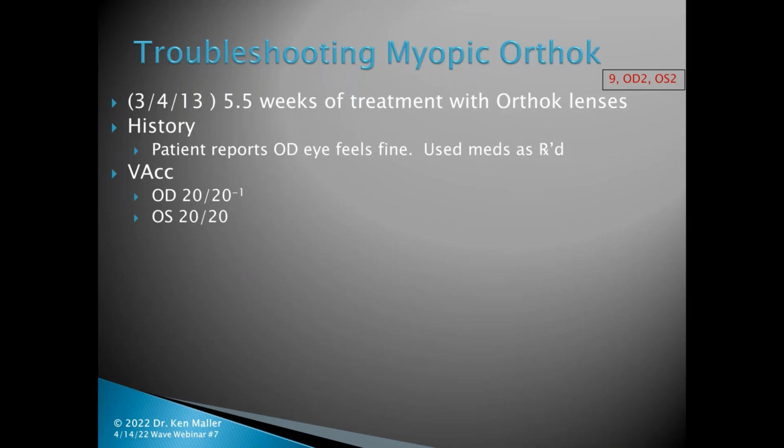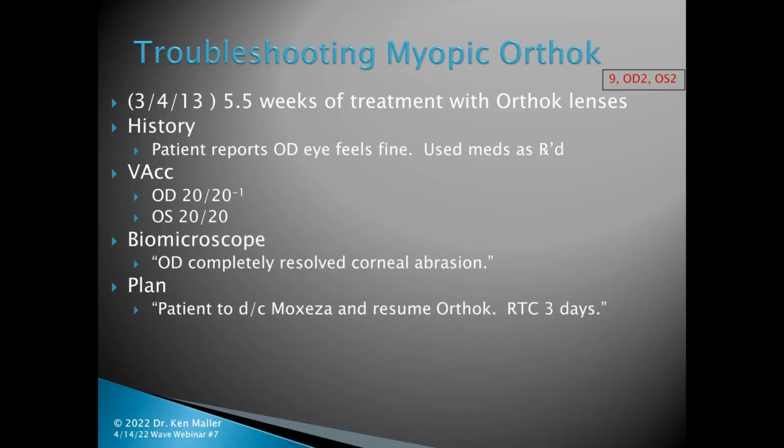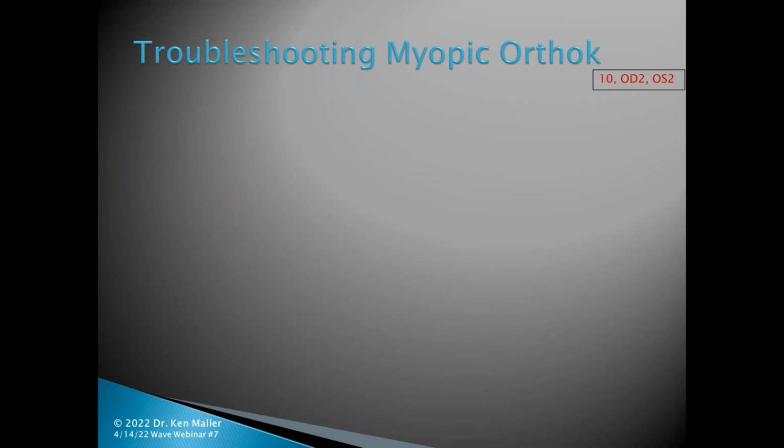Again, he's corrected, but I don't know exactly what they corrected him with. It's possible that they just put the Ortho-K lenses on and took that acuity, but he was 20/20 -1 and 20/20 with that. The abrasion was completely resolved. They discontinued the antibiotic and resumed Ortho-K, and you check him back in 3 days.